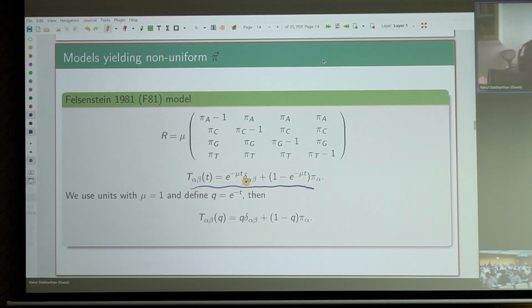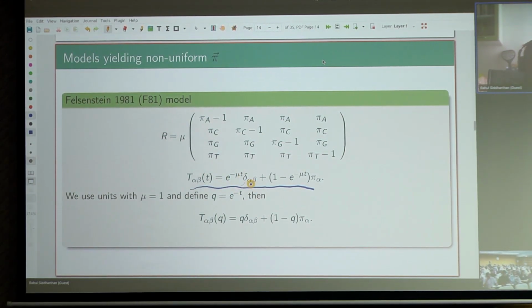If there has been no mutation, then the probability of seeing alpha is just delta alpha. Either it's the same or the probability is 0. Or there could have been a mutation. There could have been more than one mutation. This is the probability of one or more mutations. And then the probability of seeing alpha is just the background probability pi alpha. So this rather trivially gives you whatever pi vector, stationary vector you want.